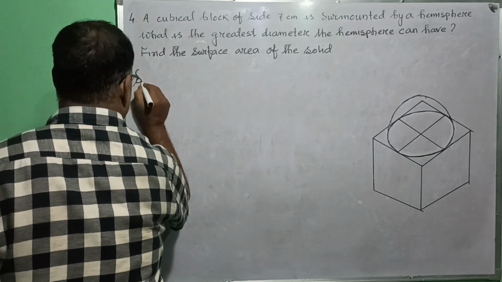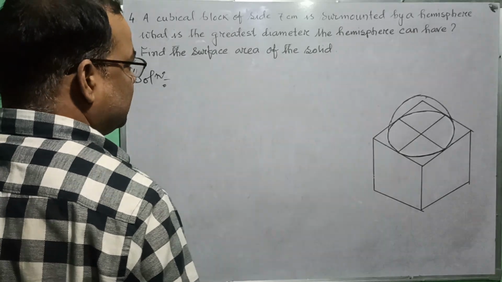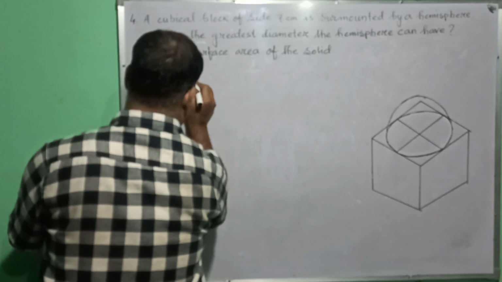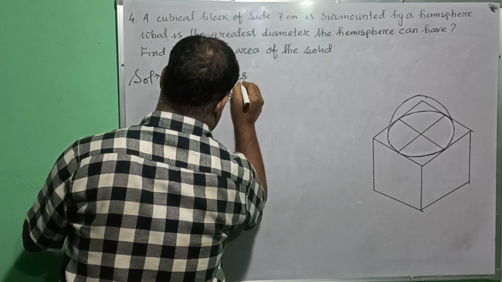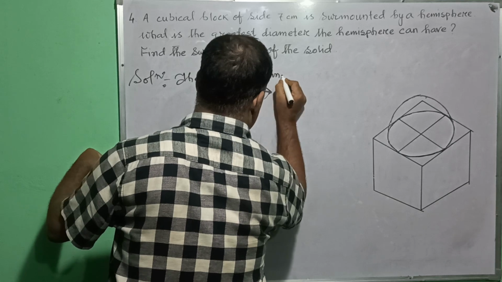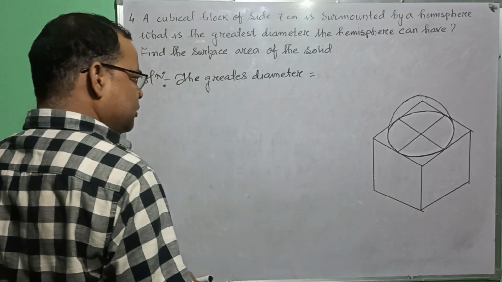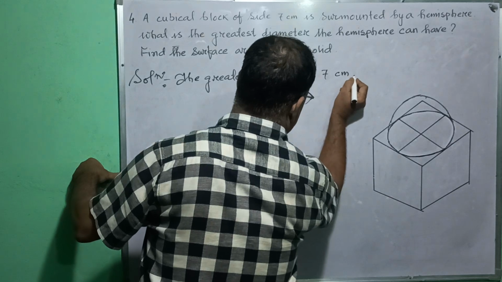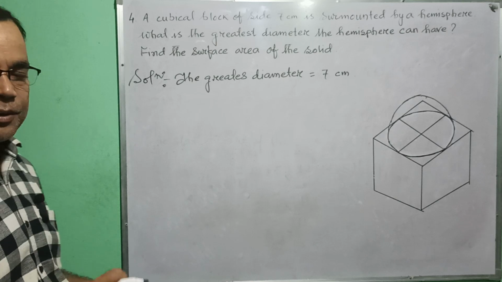So we'll write the first part. What is the greatest diameter the hemisphere can have? We can write in this way, the greatest diameter equal, it is 7 centimeter. It is given 7 centimeter. So this is the first part. Now in the second part, find the surface area of the solid.